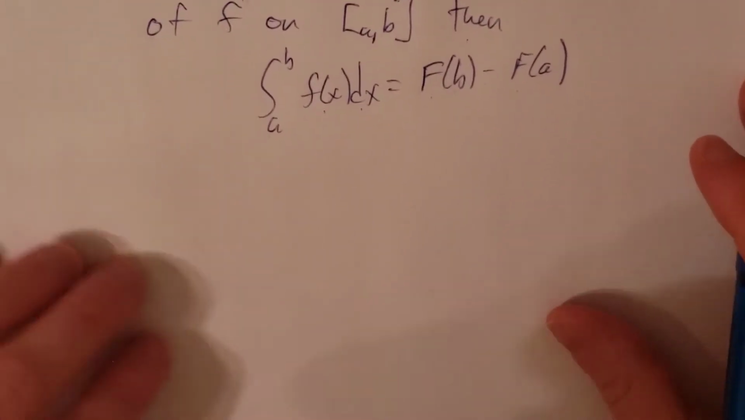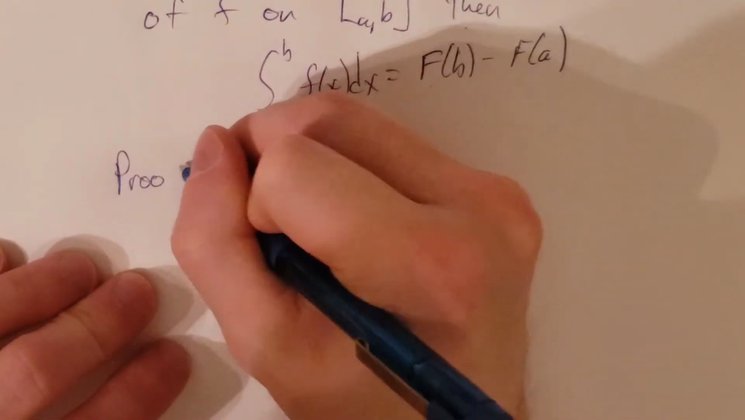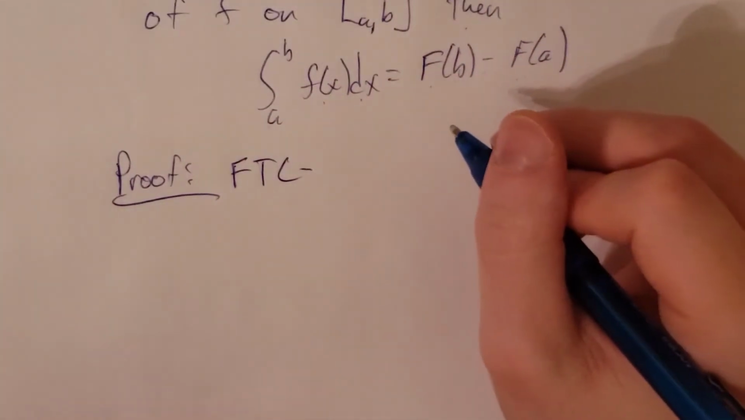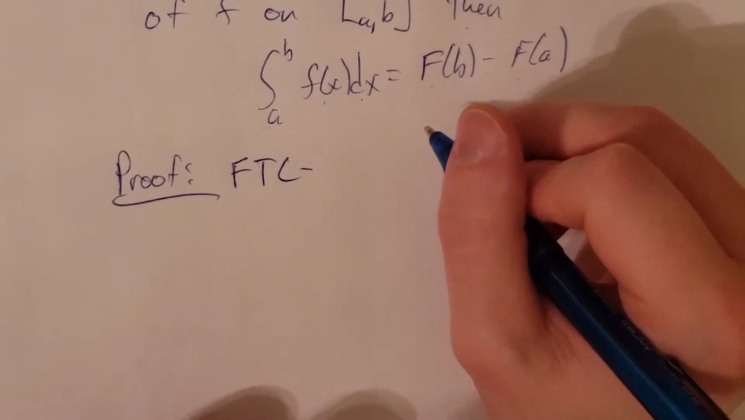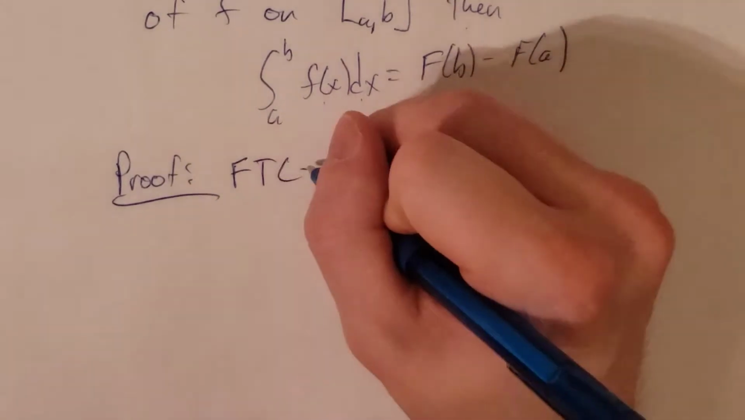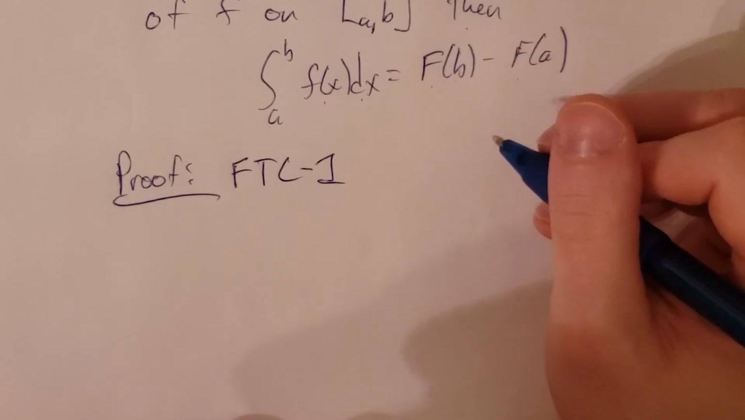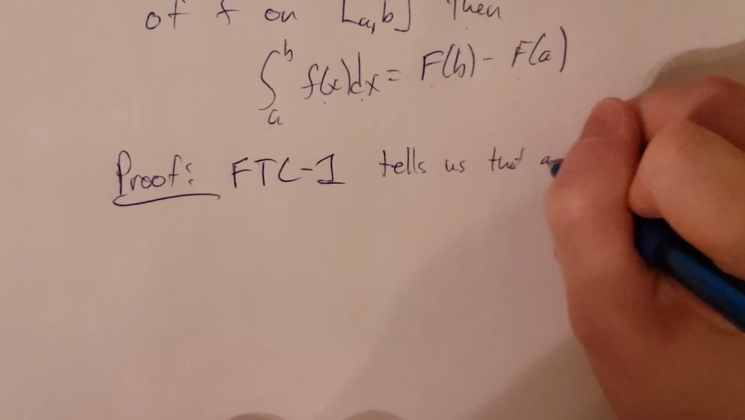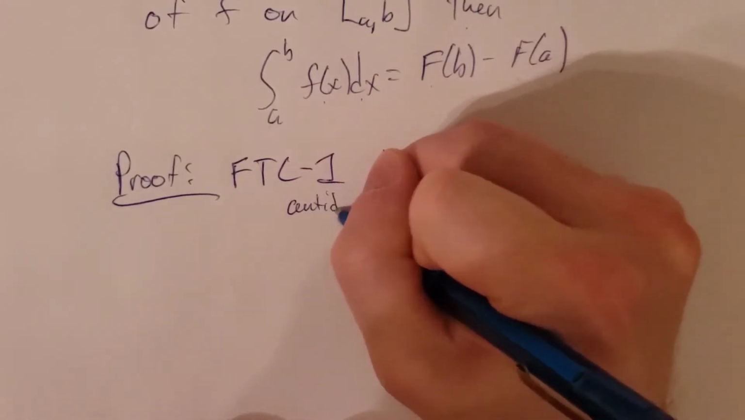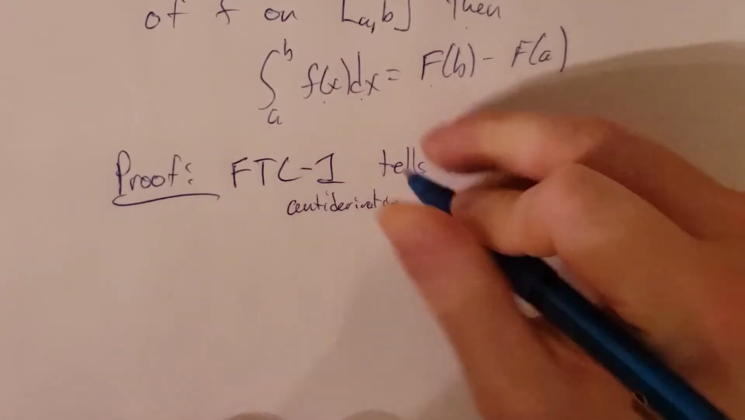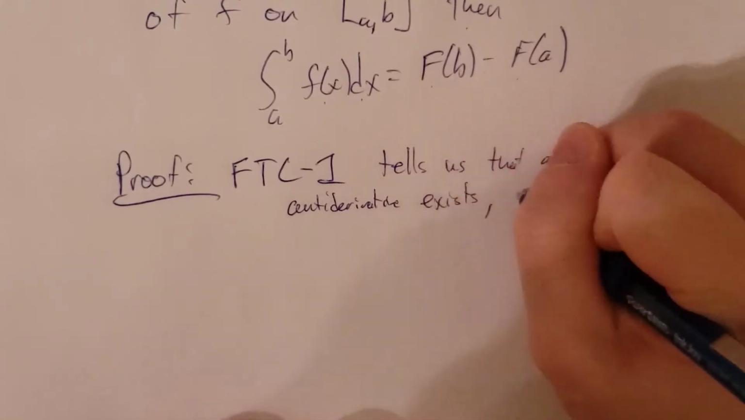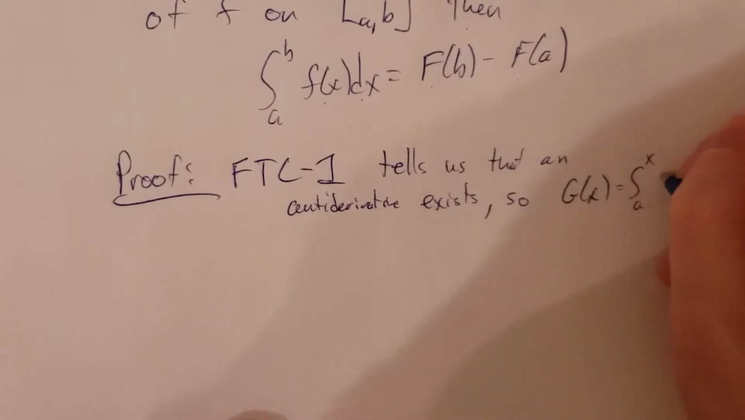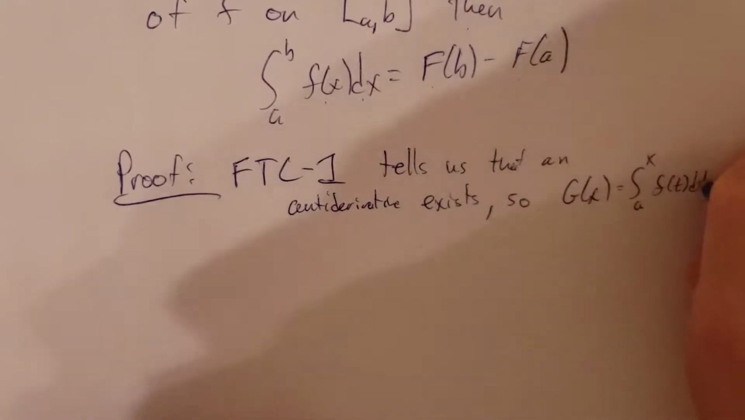So, let's go ahead and prove this. We never proved the fundamental theorem of calculus part 1, but we can use that to prove part 2. And so what can we say here? Well, the fundamental theorem of calculus part 1 tells us that an antiderivative exists, so g of x is equal to the integral from a to x of f of t dt.